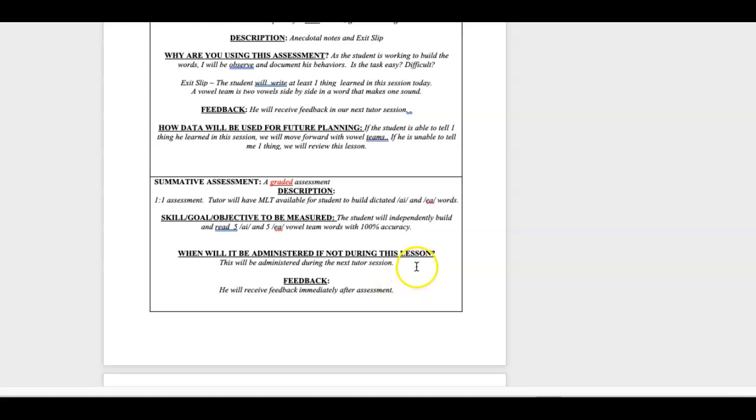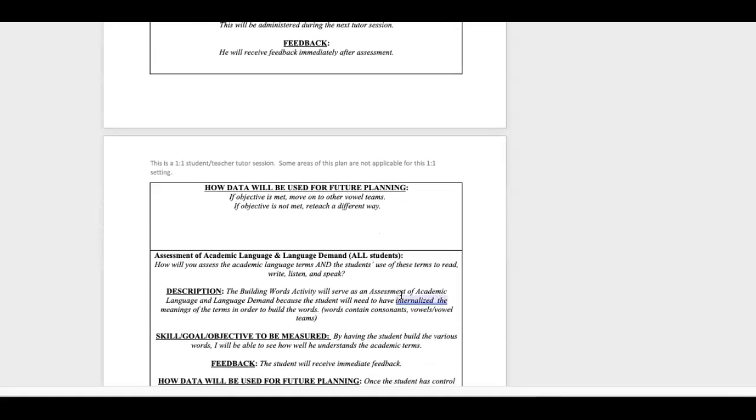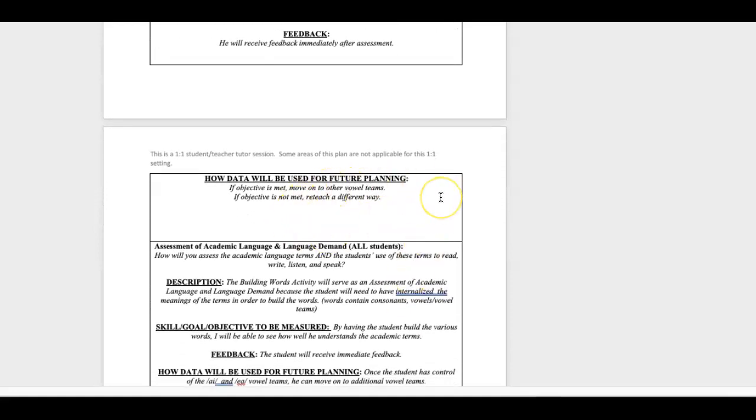When am I going to do this? During my next tutor session, and he will receive immediate feedback after the assessment. And again, if he understands it, we'll move on. If not, I will reteach it in a different way.